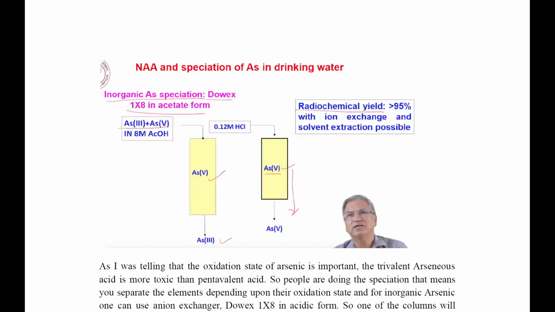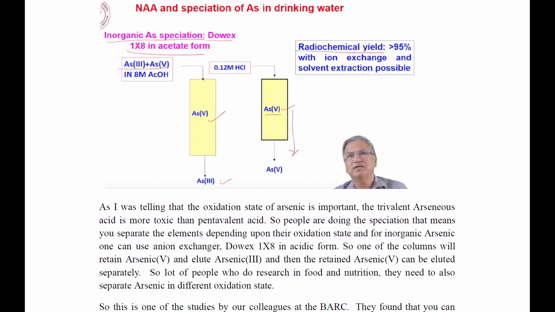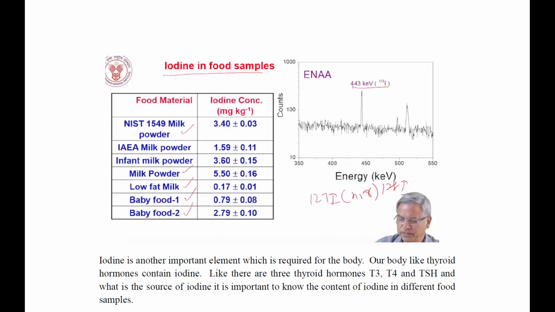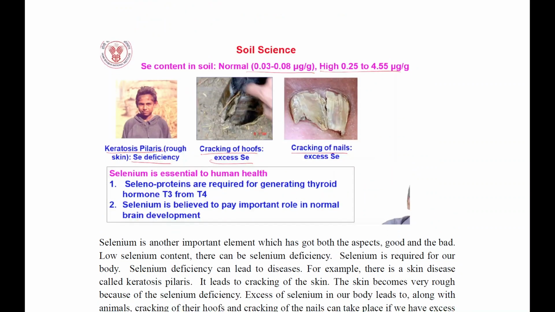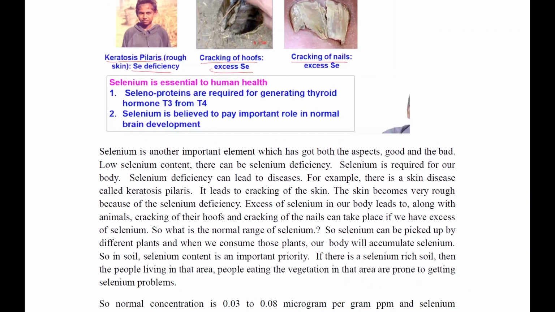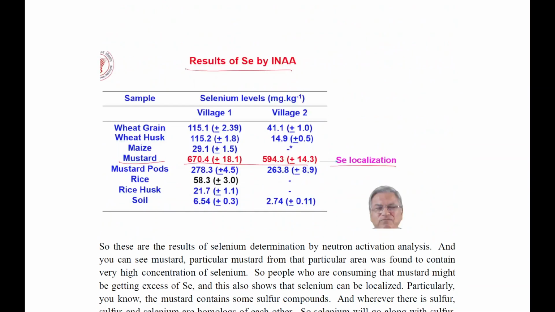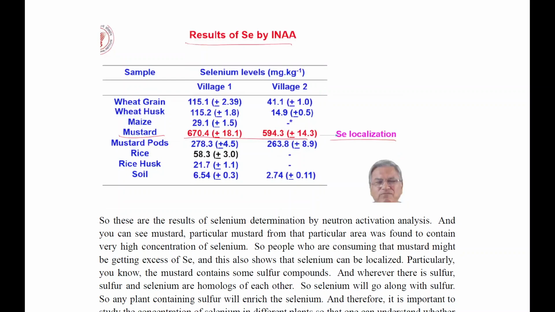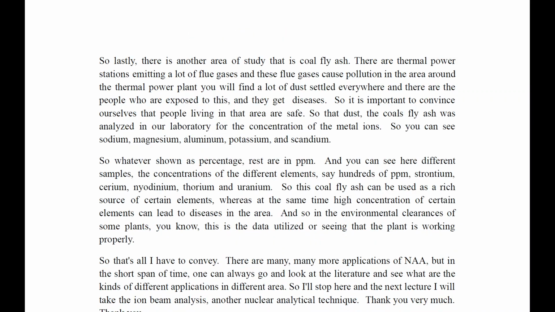So then you go through how it can be separated, iodine in food samples, and the soil science. How selenium is essential, but with excess selenium there is cracking of the nails and rough skin, which is keratosis pilaris, and cracking of the hooves, and how it can be detected. Results of INAA in food like wheat grain, wheat husk, mustard, rice, soil, etc.